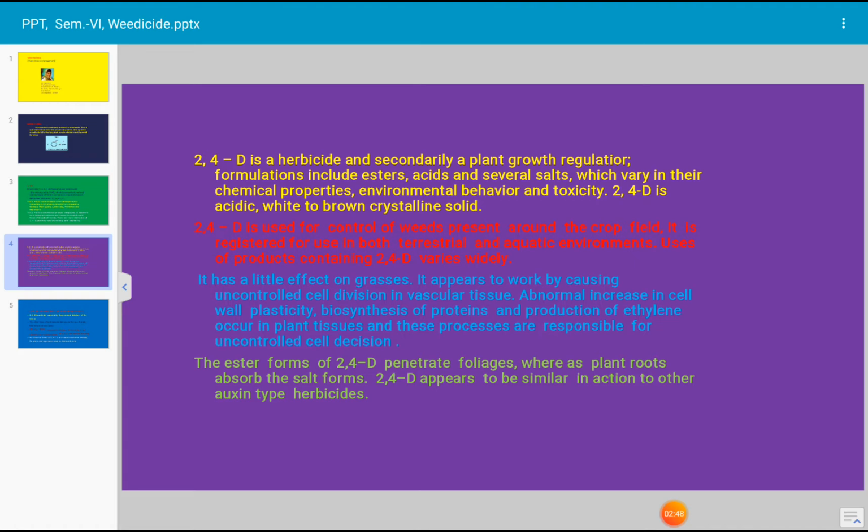It appears to work by causing uncontrolled cell division in vascular tissue. Abnormal increase in cell wall plasticity, biosynthesis of protein and production of ethylene occur in plant tissue, and these processes are responsible for uncontrolled cell division. The ester forms of 2,4-D penetrate foliage, whereas plant roots absorb the salt forms of 2,4-D, and 2,4-D appears to be similar in action to other auxin type herbicides.